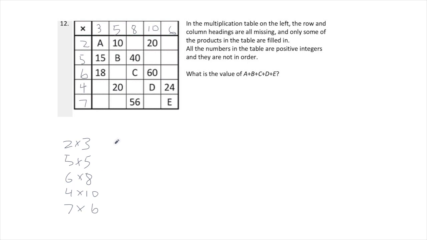We can then find the product of each of these numbers. So 2 times 3 is equal to 6. 5 times 5 is 25. 6 times 8 is 48. 4 times 10 is 40. 7 times 6 is 42. And now we can add up these 5 numbers to get our answer. So 6 plus 25 plus 48 plus 40 plus 42 is equal to 161, which is our answer.